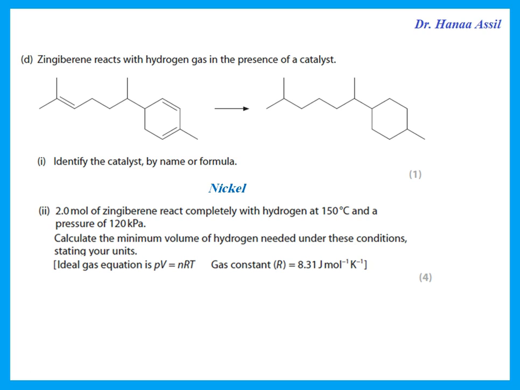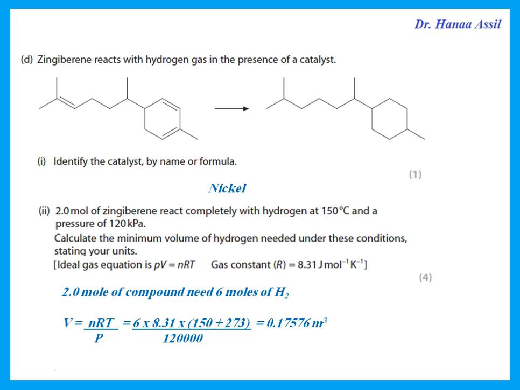So, first of all, he has 2 moles of the compound, but this compound has 3 double bonds. So, for each molecule, I actually need 3 moles of H2. So if I have 2 mole of this, then the number of moles of hydrogen is actually 2 times 3, which is 6. Then I can put it into the ideal gas equation. He wants volume, so this is nRT over P. The number of moles of hydrogen is 6.